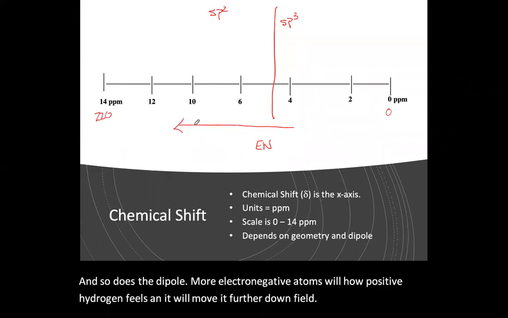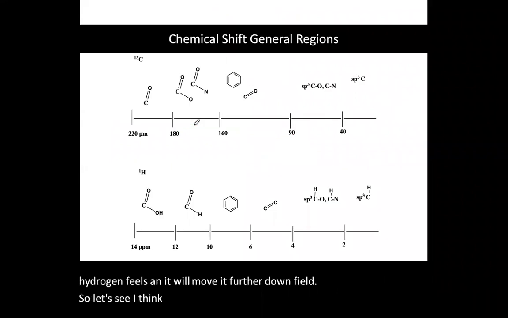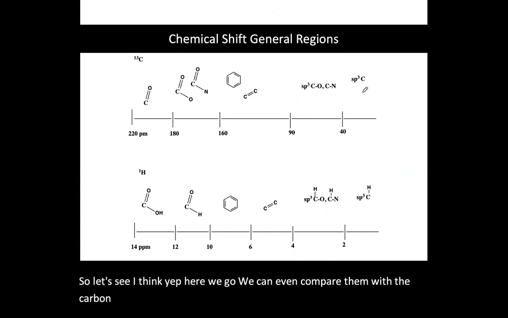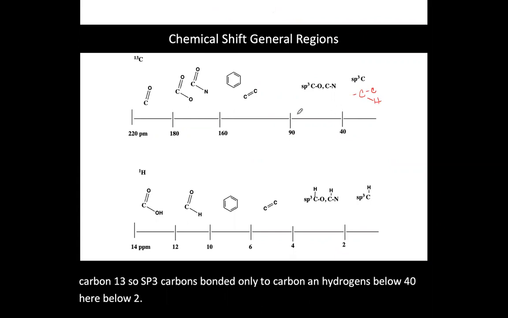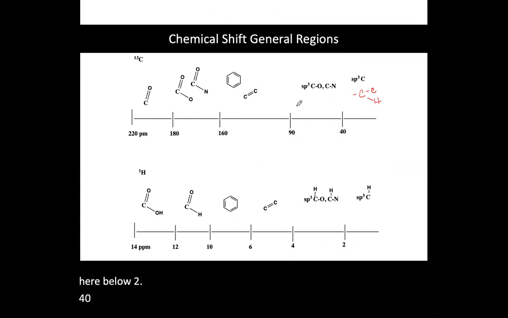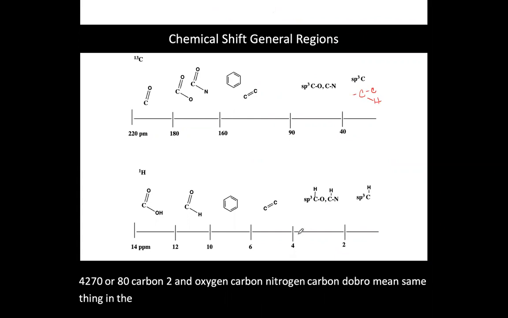So let's see, I think, yep, here we go. We can even compare them with the carbon-13. So sp3 carbons bonded only to carbon and hydrogens are below 40, here below 2. 40 to 70 or 80 is carbon to an oxygen, carbon to a nitrogen, carbon to a bromine, same thing in the proton NMR, just 2 to 4.